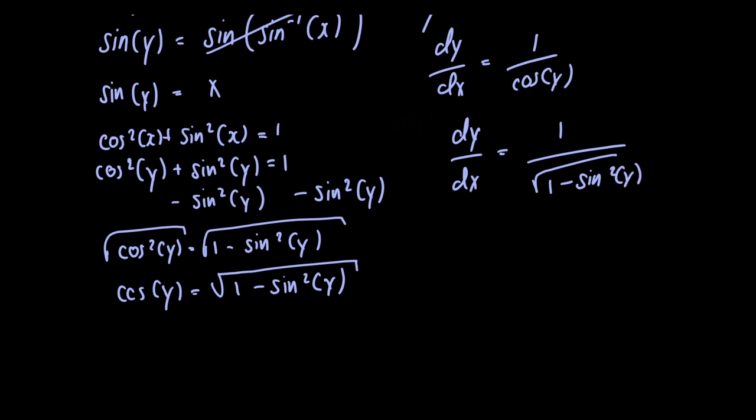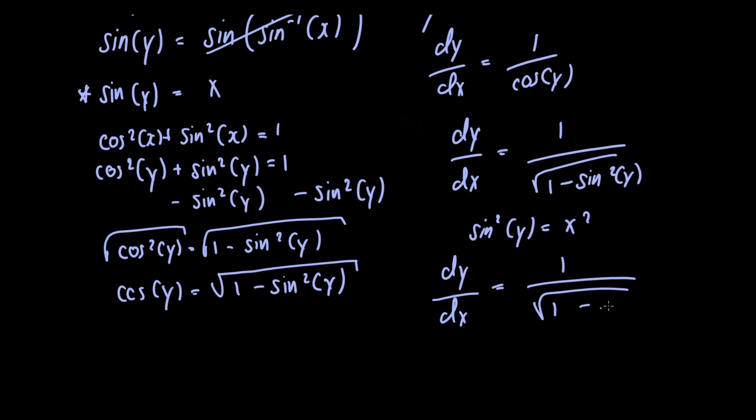of y. Now remember before we wrote sine of y is equal to x. So let's go ahead and just square both sides of this equation. Now we can substitute this value for sine squared of y into our equation up here. So we have dy over dx equal to 1 over the square root of 1 minus x squared. And that's the answer to our problem.